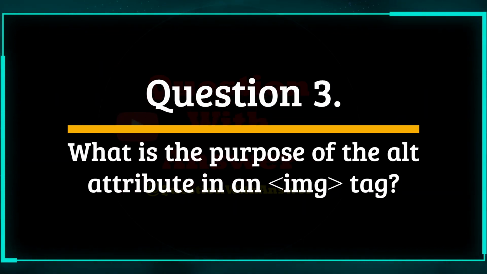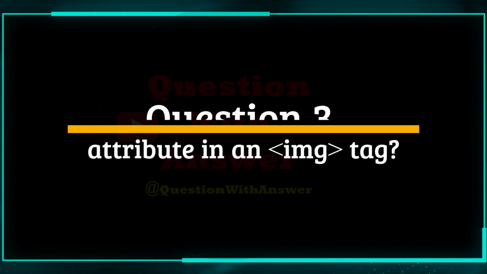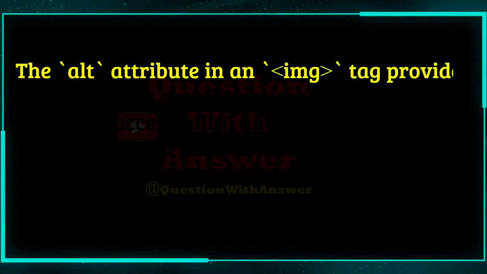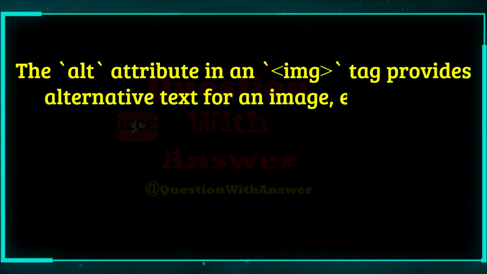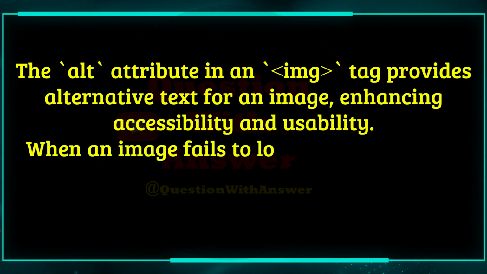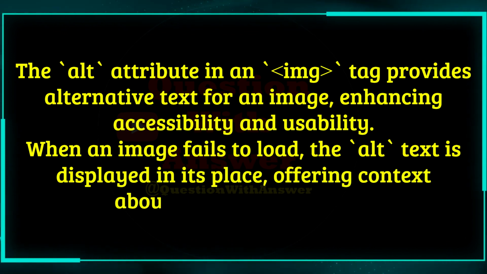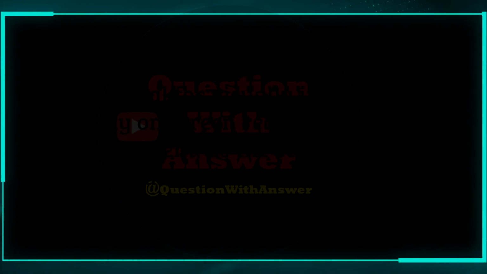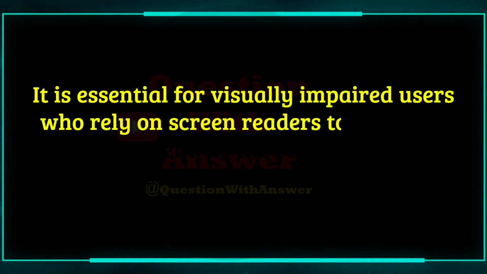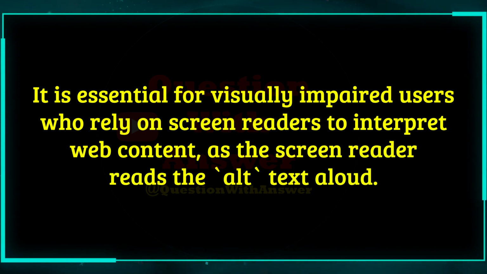What is the purpose of the alt attribute in an img tag? Answer. The alt attribute in an img tag provides alternative text for an image, enhancing accessibility and usability. When an image fails to load, the alt text is displayed in its place, offering context about the image's content. It is essential for visually impaired users who rely on screen readers to interpret web content, as the screen reader reads the alt text aloud.